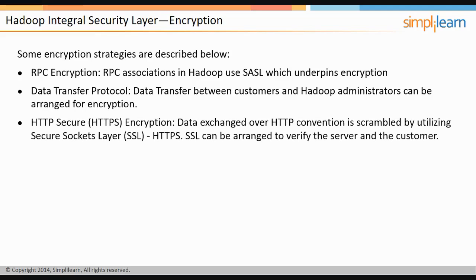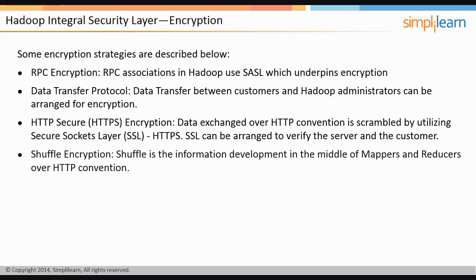HTTP secure, HTTPS encryption. Data exchanged over the HTTP protocol is encrypted by using Secure Sockets Layer, SSL-HTTPS. SSL can be configured to verify the server and the client. Shuffle encryption. Shuffle is the data movement between mappers and reducers over the HTTP protocol. In the next screen, we will understand OS layer security.